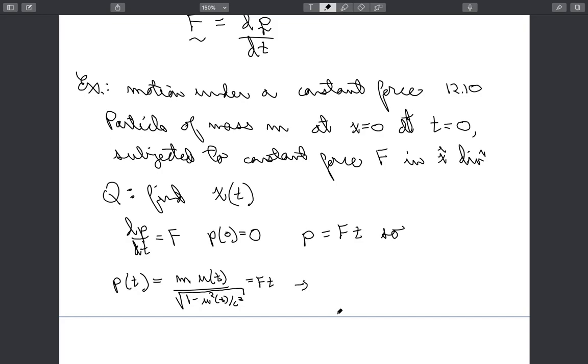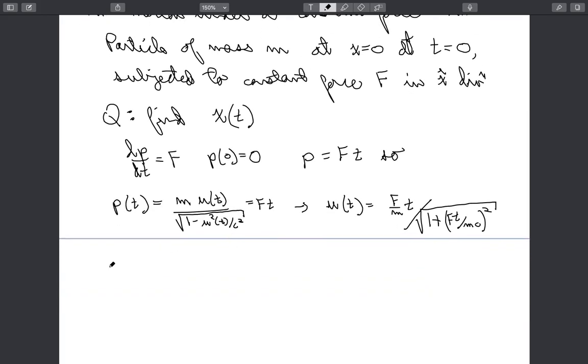And from this, we can just isolate u of t. So u of t is equal to F over m times t, all of this divided by the square root of 1 plus F t over m c, all squared. Okay, so it's just isolating u of t from that equation.